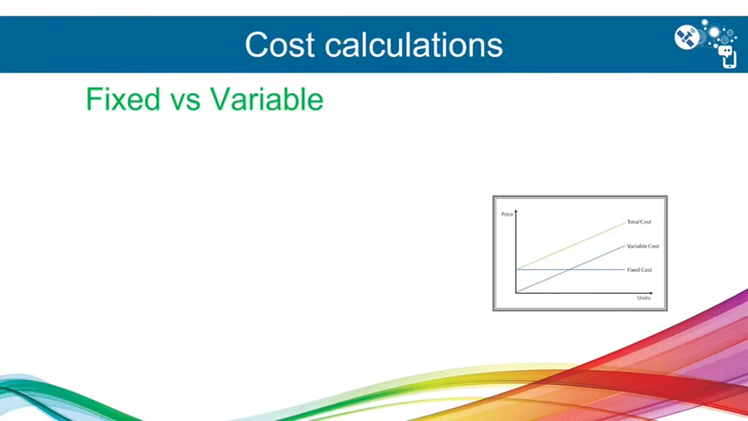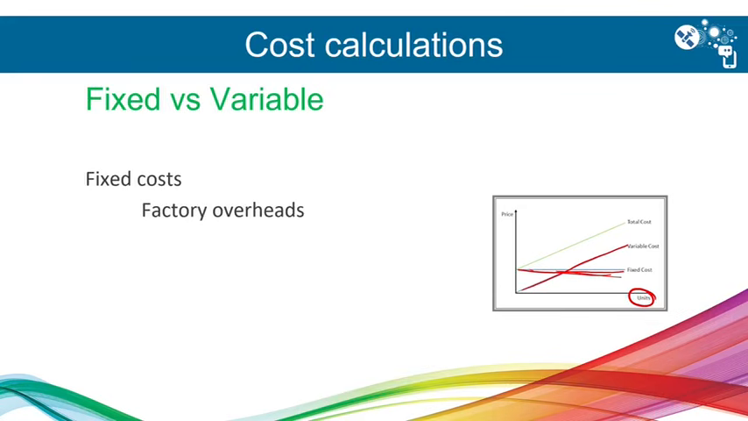Fixed cost versus variable cost. Fixed cost is cost that will stay the same irrespective of the number of items produced. If you see on this graph, there's your fixed cost. The number of units produced will increase, but my fixed cost just stays the same. Your variable cost will differ. There's your variable cost. The more you produce, the more the cost. So variable cost will differ according to the number of units produced, and fixed cost will stay the same irrespective of the number of units produced.